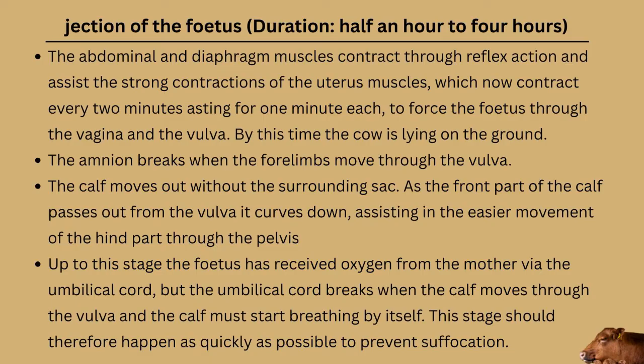The amnion breaks when the forelimbs move through the vulva. The calf moves out without the surrounding sac. As the front part of the calf passes out from the vulva, it curves down, assisting in the easier movement of the hind part through the pelvis.